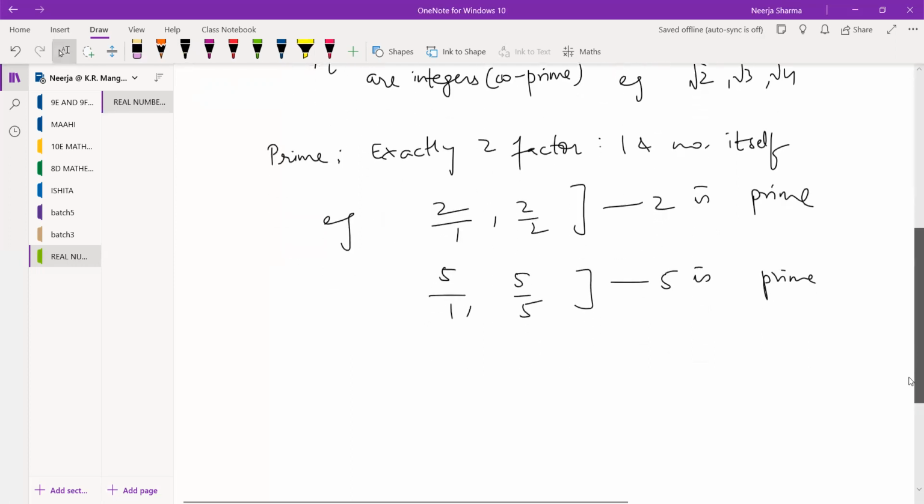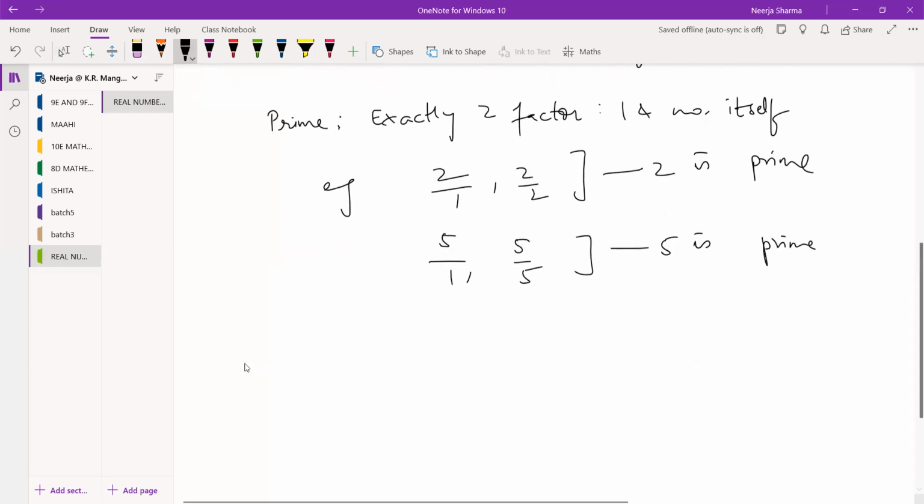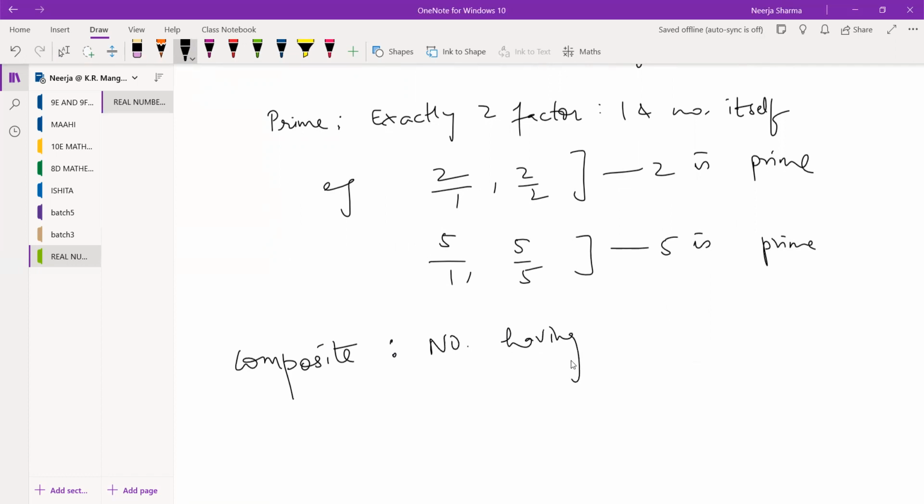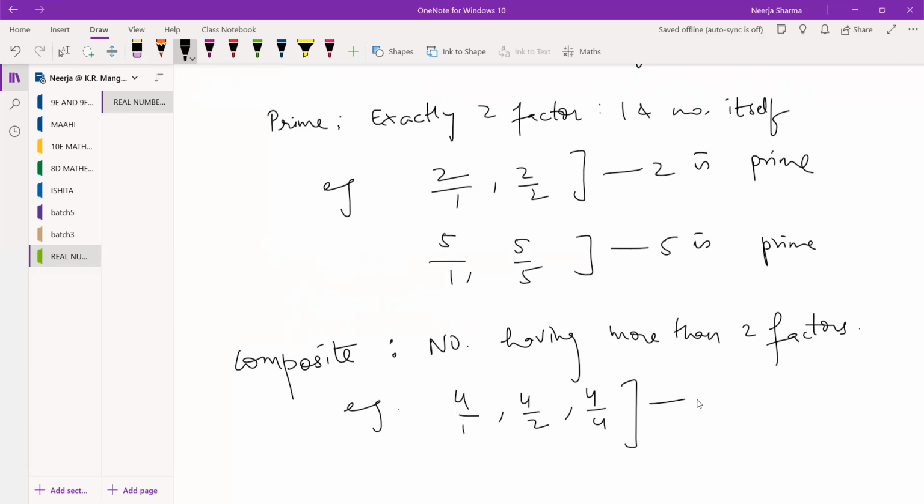Then we'll come to composite numbers. We can say numbers which are not prime are composite, but there is an exclusion here. So rather we will say a number having more than 2 factors. Factors means the numbers by which it can be divided. For example, 4 is divisible by 1, 4 is divisible by 2, 4 is divisible by 4. So it has 3 factors here, more than 2. So 4 is composite.